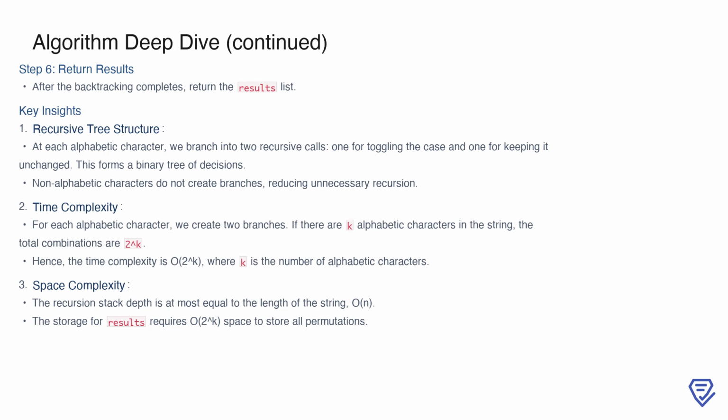In terms of time complexity, the algorithm generates 2^k combinations, where k is the number of alphabetic characters in the string. This makes the time complexity O(2^k). For space complexity, the recursion stack depth is proportional to the length of the input string, which is O(n). Additionally, the results list requires O(2^k) space to store all permutations.